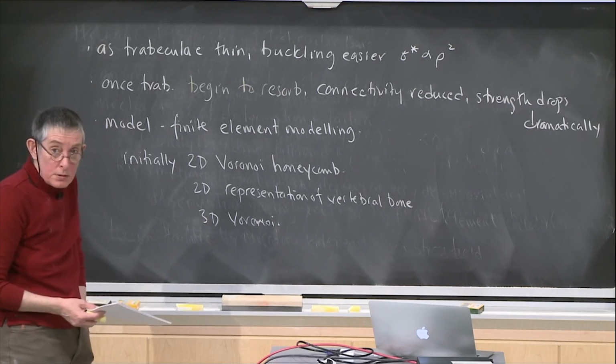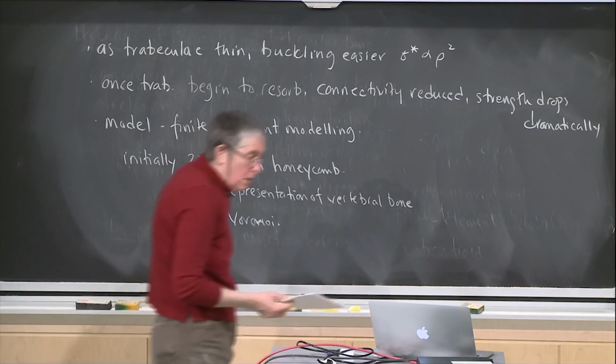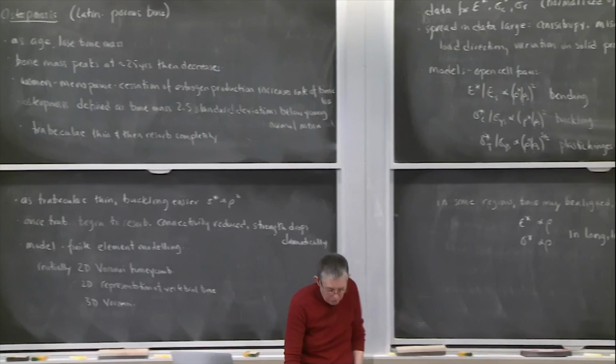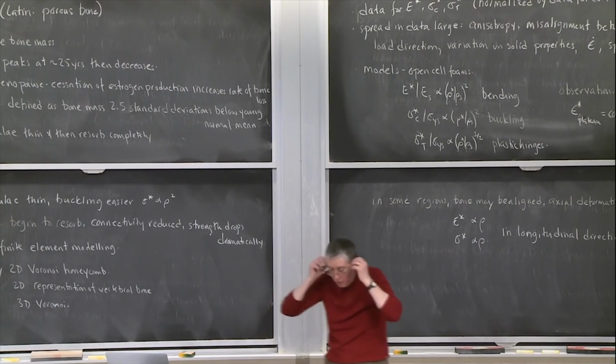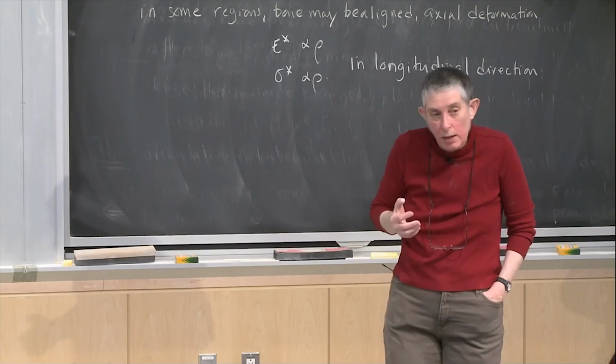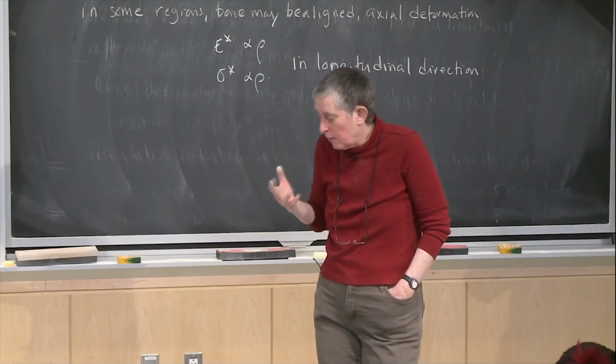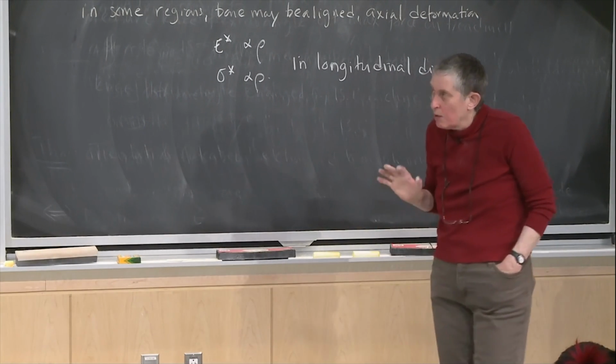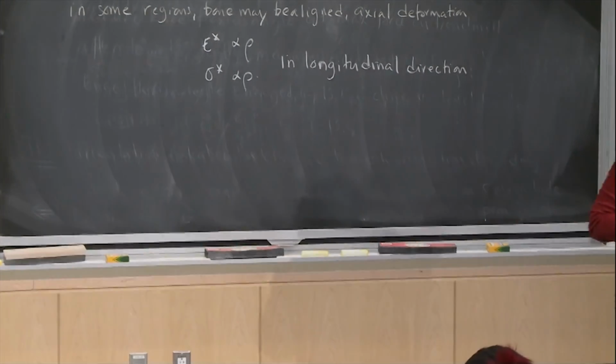So let's see. I think that's probably a good place to stop for today. Next time I'll talk about the modeling of osteoporotic bone. We might talk a little bit about metal bone as a substitute for trabecular, or metal foams as a substitute. I don't think we'll get to the evolution stuff. We probably won't quite finish next time.